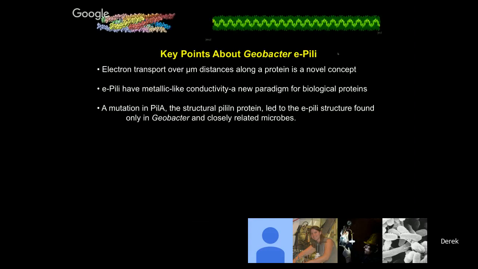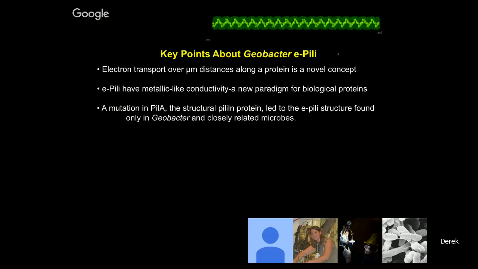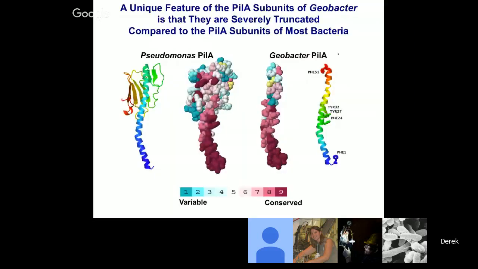So we can ask, do other microorganisms have electrically conductive pili? The answer is yes, some do, and we'll talk about that at the ISME meeting in a couple of weeks. But for this specific type of electrically conductive pili that Geobacter produces, we've recently realized it is due to a relatively recent mutation that occurred in microorganisms closely related to Geobacter.